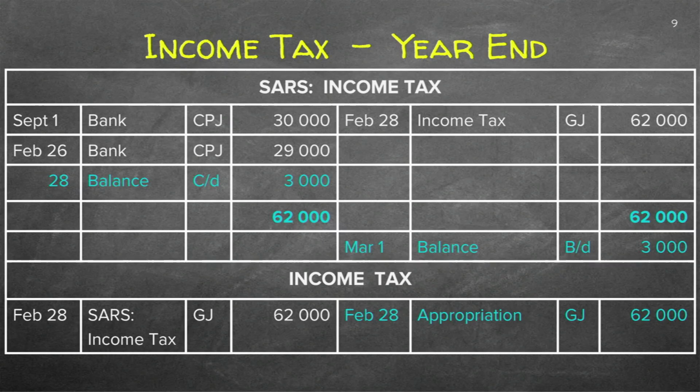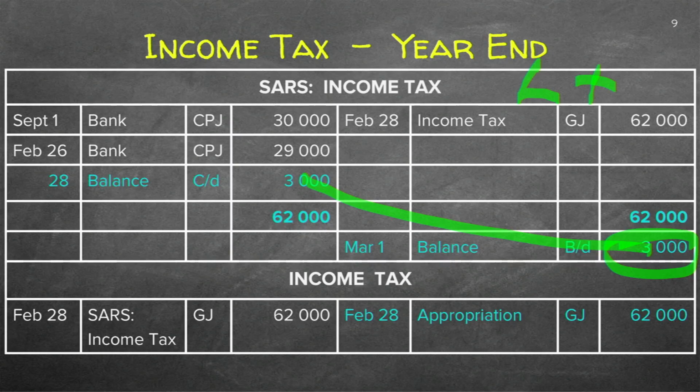Now, because it is the year end, we have to do certain things to the accounts without being told to do so. The first thing I'm going to do is balance my SARS income tax account. I owe 3,000 Rand to SARS. Because it's on the credit side, it is a liability, because you know that SARS income tax is a liability, and so I still owe SARS 3,000 Rand.